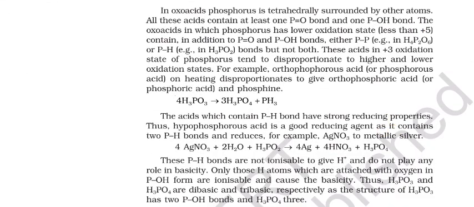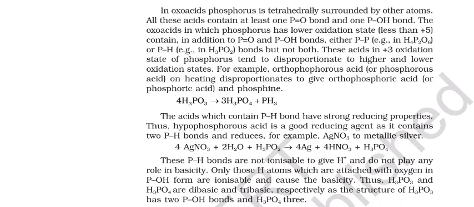In oxoacids, phosphorus is tetrahedrally surrounded by other atoms. All these acids contain at least one P=O bond and one P-OH bond. The oxoacids in which phosphorus has a lower oxidation state contain, in addition to the P=O and P-OH bonds, either a P-P or a P-H bond, but not both. These acids in the +3 oxidation state of phosphorus tend to disproportionate to higher and lower oxidation states.